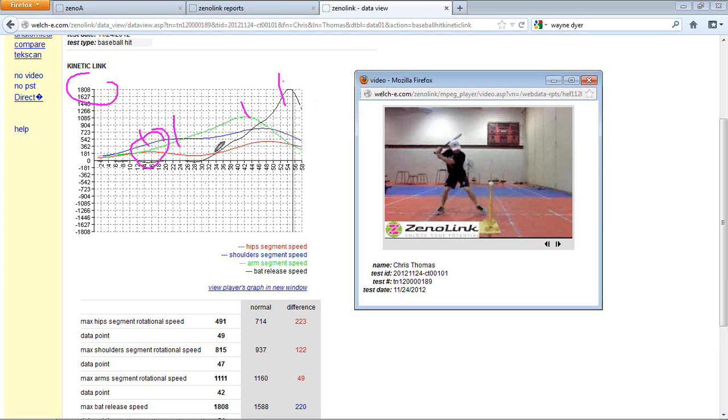But you'll see where we could improve is lower body contribution and the relationship between the lower body here and the upper body. That's going to be our main focus. The arm bat dynamic is fantastic.